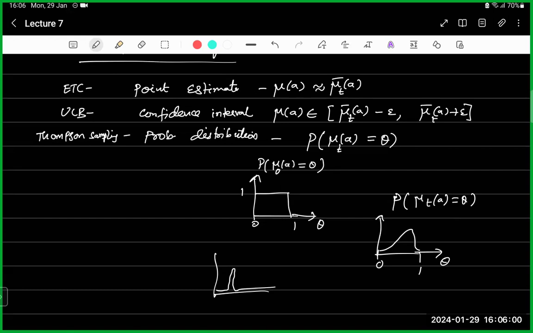This is not a probability. You can think of it as a PDF, and a PDF can be more than one. Let's say for a uniform distribution between 0 and half, the PDF will look something like this, because the area under the PDF should be one.